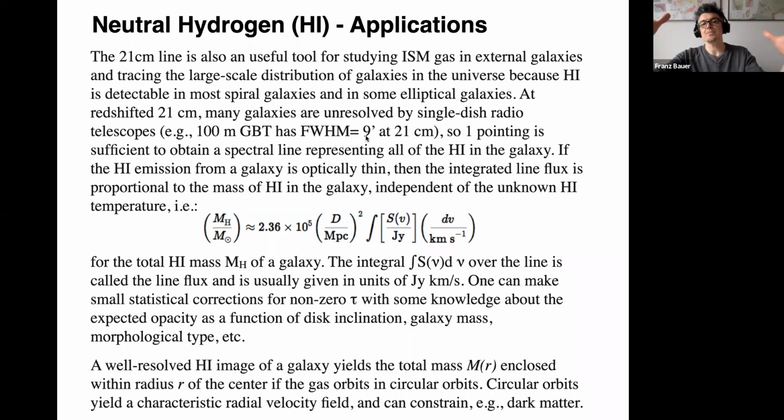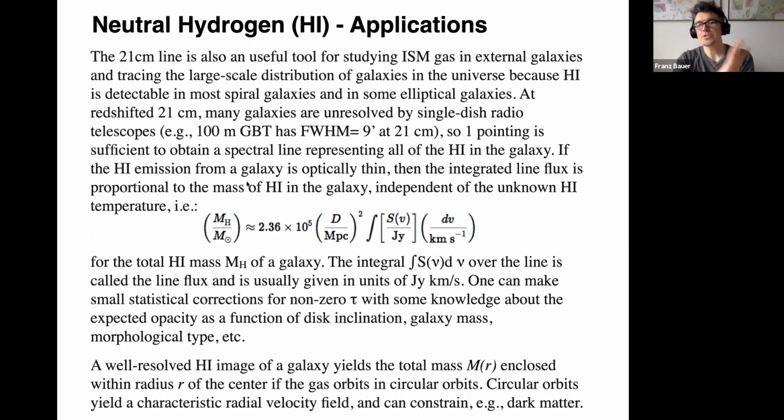And so you point it at a nearby galaxy and you get all the H1 from that galaxy in line emission, either in absorption against the background continuum, or the continuum within the galaxy from the synchrotron, or you see it in emission. And if the emission is optically thin, which is a decent assumption, then you integrate that flux, and that allows you to estimate the mass of this galaxy.